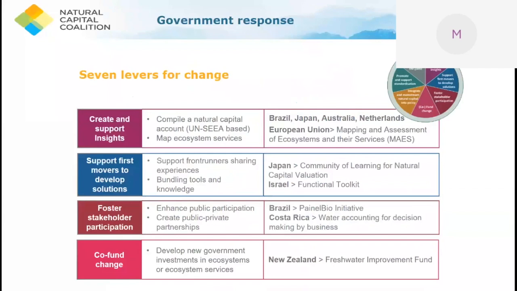So governments cannot do everything by themselves. They need the participation of all the society, all the stakeholder groups, and they need to create public-private partnerships. The fourth lever is focused on the resources. We need to invest, and governments can invest in ecosystem or ecosystem services. And you can see in the narrative many examples from different countries that are using these kinds of levers.